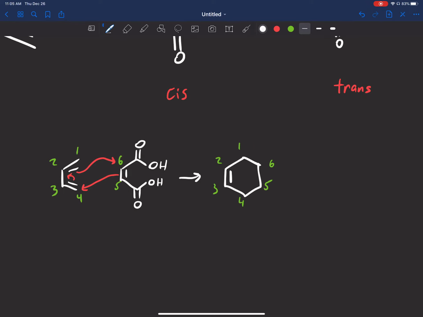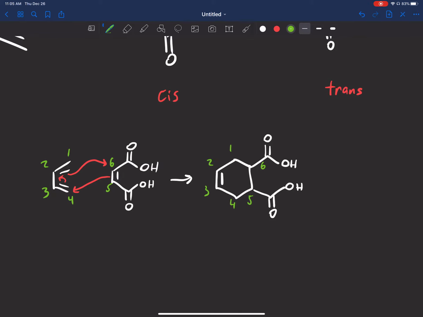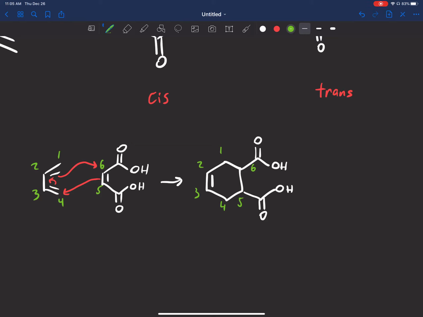Now, on carbon 6, we had our carboxylic acid, and on carbon 5, we also had it. Now, the way I like to approach any problems requiring stereochemistry in Diels-Alder, I always leave it till the end. What that means is I draw everything planar, and then worry about the wedges and dashes later. So, what is this going to look like now? We drew the planar versions. That's the regiochemistry all done.